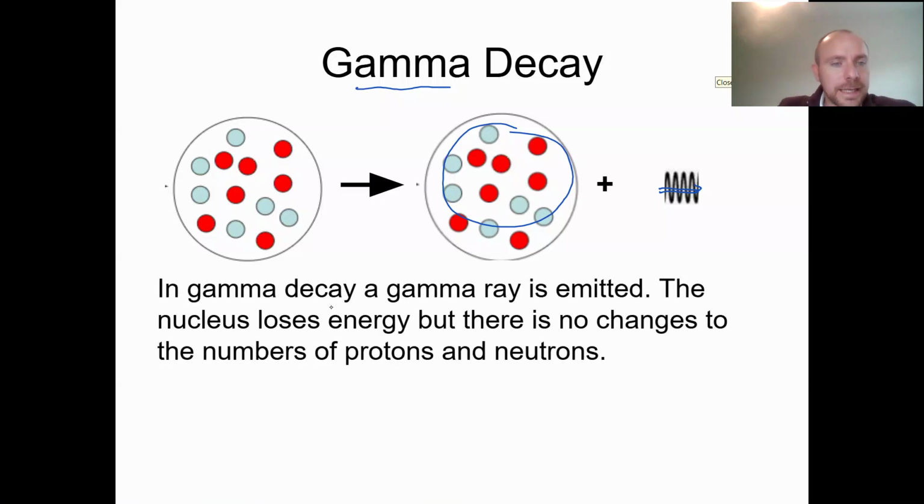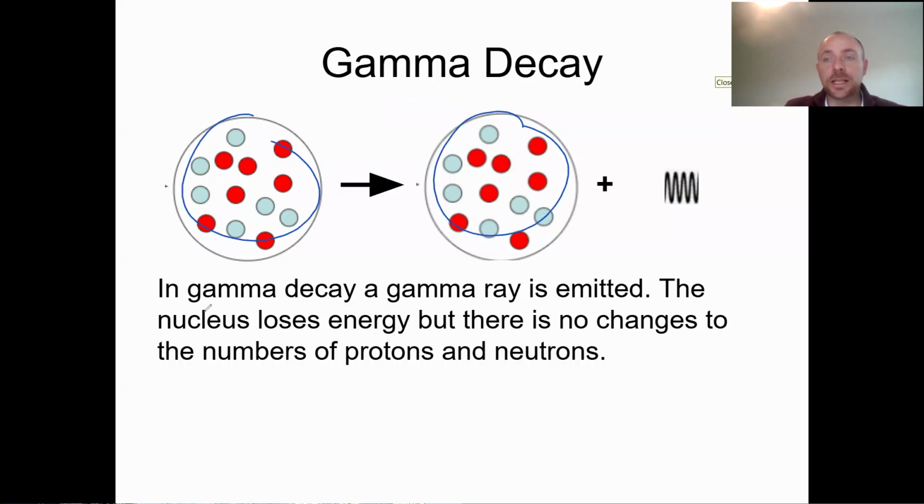In gamma decay, the gamma ray is emitted, the nucleus loses energy, but there is no change to the number of protons and neutrons. You can see here that these two nuclei are exactly the same. And so there is no change in the nucleus. We'll look at how that affects anything in the next video, but to all intents and purposes, this is going to stay exactly the same, not only the same element, but also the same isotope. There are no changes to the nucleus, just loses a bit of energy.